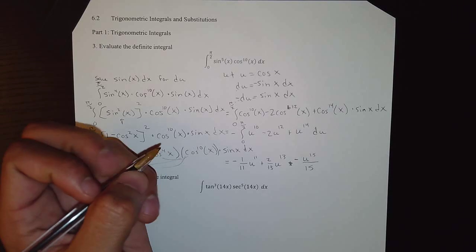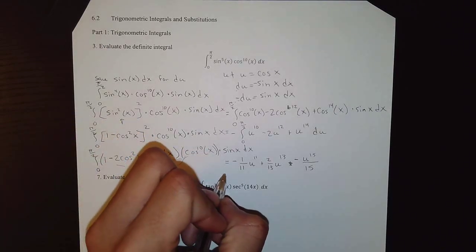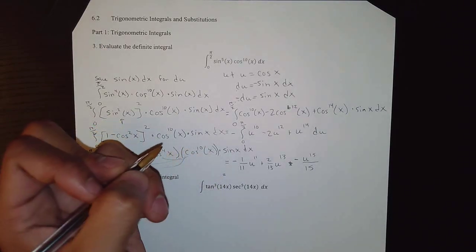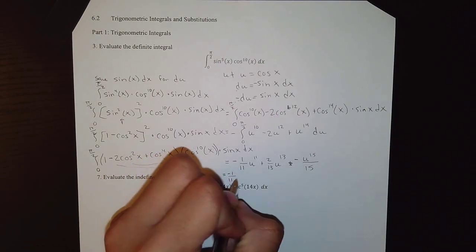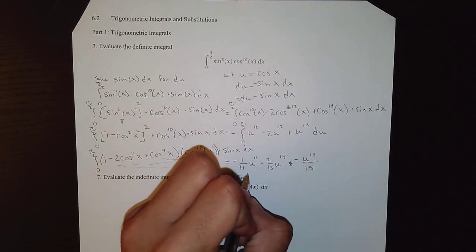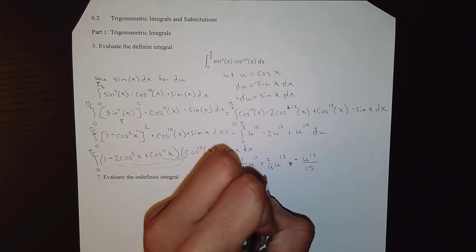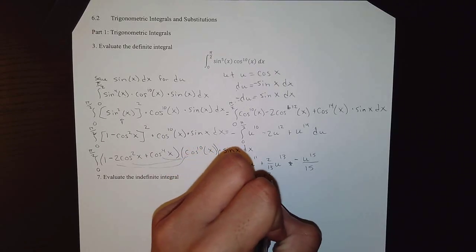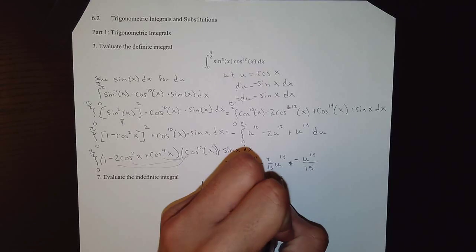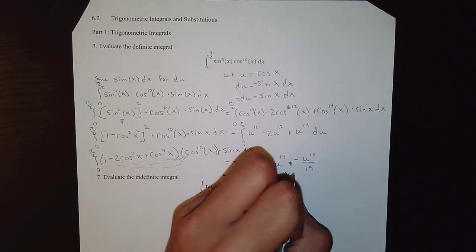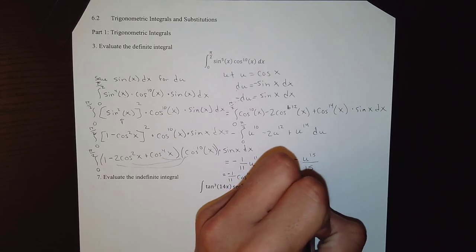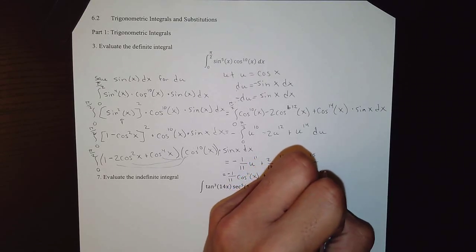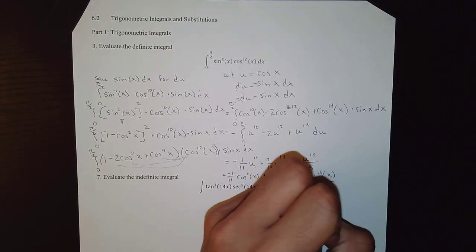Well, now let's plug in our original function so that we can plug in our original limits. So this is negative 1 over 11 cosine to the 11th power of x plus 2 over 13 cosine to the 13th power of x minus cosine to the 15th power of x divided by 15.